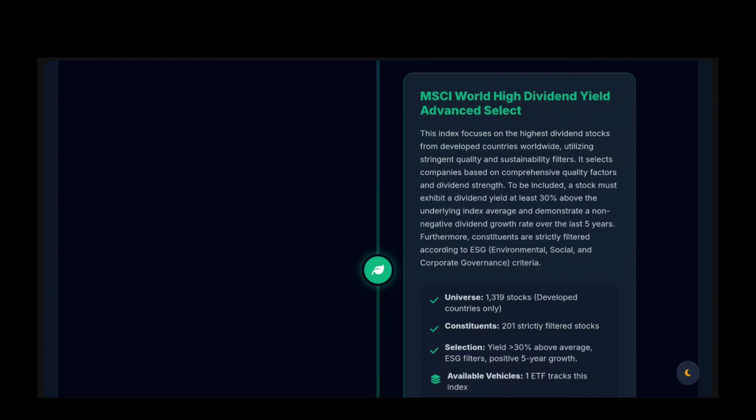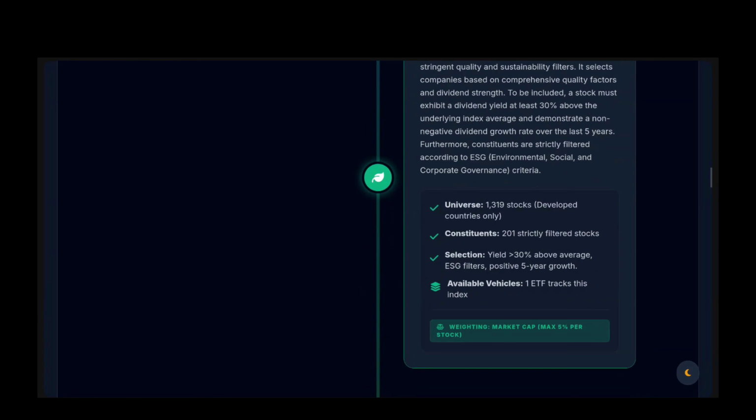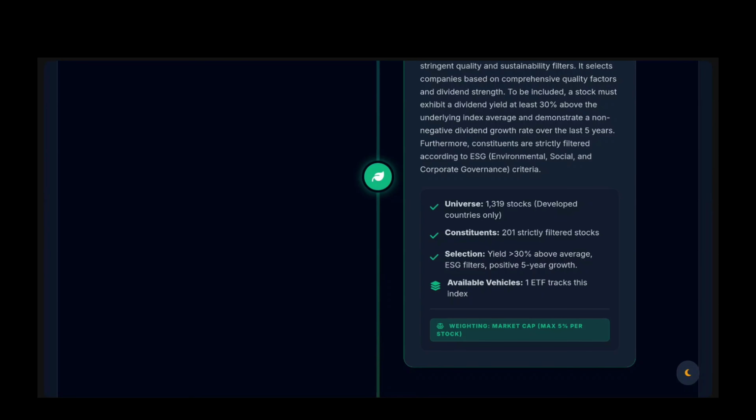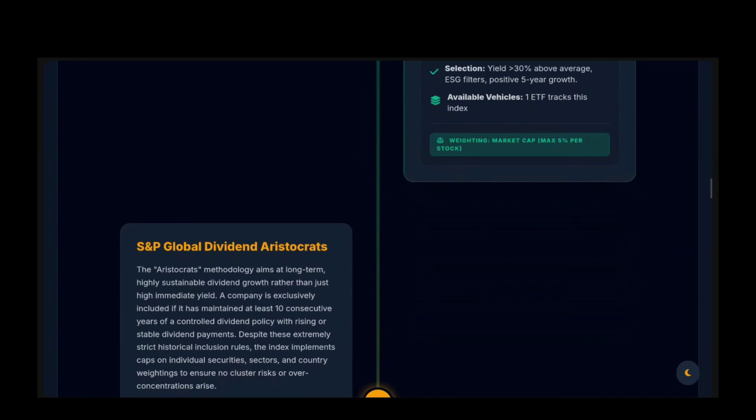So universe is 1,319 stocks, developed countries only. Constituents is 201 strictly filtered stocks. Selection criteria, as I said, yield greater than 30% above average, ESG filters, and positive 5-year growth. Available vehicles. Now, there is only one ETF that tracks this index at the time of recording. The weighting is market cap, max 5% per stock.